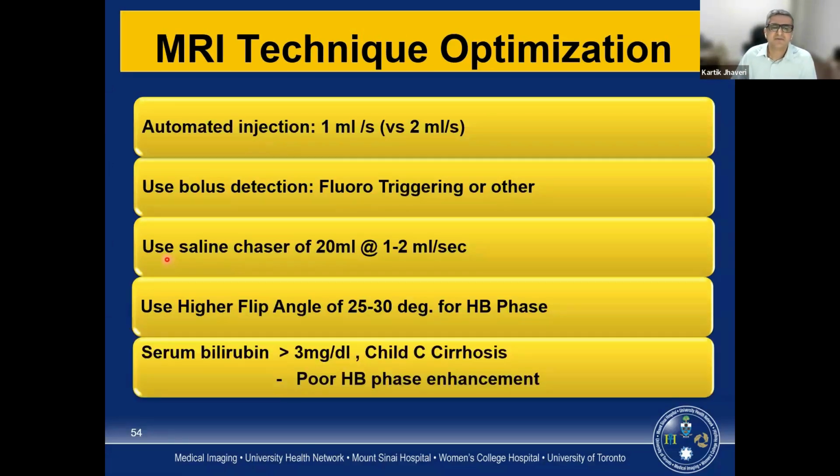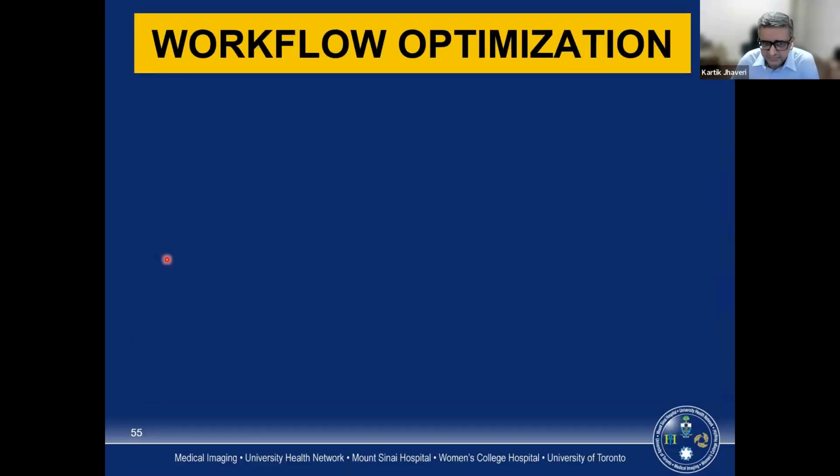And then finally, if you're using it in patients who have cirrhosis, make sure that they're not Child C cirrhotics or have a bilirubin of more than 3, because you'll get a very poor hepatobiliary phase enhancement.